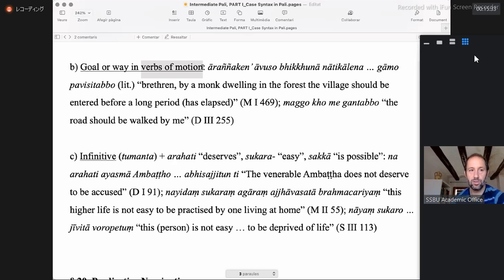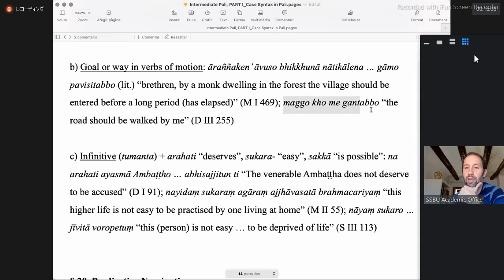So this is again a transposition: what in the active sentence is an accusative, in the passive sentence is a nominative. What in the active sentence is a nominative, if the active is transitive, then in the passive sentence will be instrumental. So here we have bhikkhuna in the instrumental, that is tatiya vibhatti, expressing the katta. Maggo me gantabbo. The path should be gone, literally, by me.